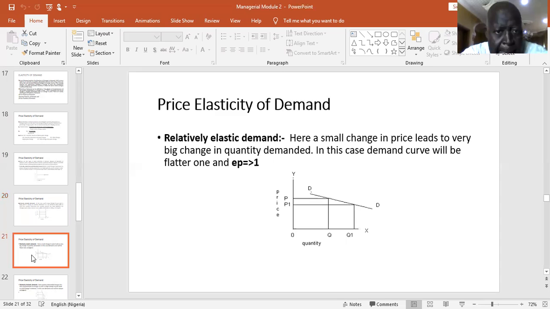Now we have a relatively elastic demand, where a small change in price leads to a very big change in quantity demanded. You can see between P and P1, it assumes a very small percentage. But then look at the increase in quantity demanded. Here the elasticity is greater than one. That means a product of this kind is very sensitive. Likewise, if you increase the price, then the quantity demanded will reduce significantly. With a small reduction in price, look at how it leads to a huge increase in quantity demanded.